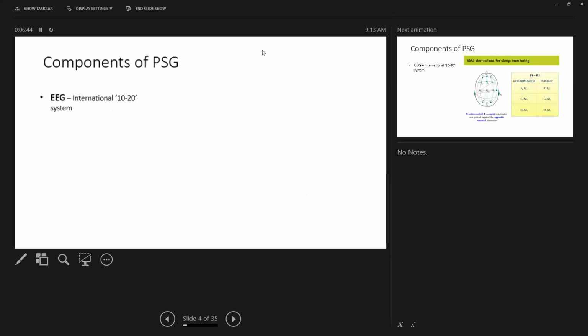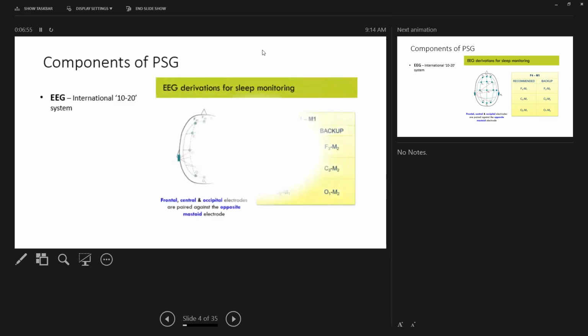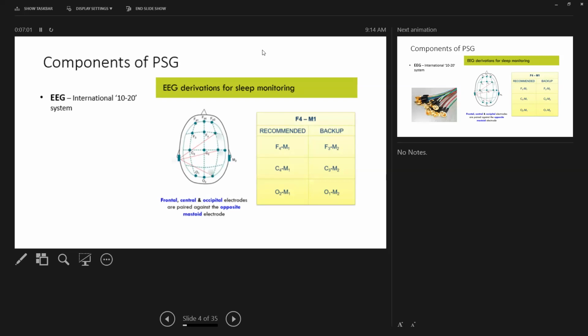Now, coming to the components of the PSG. As in EEG, you all know, we follow the standard 10-20 international system, right? If I give a very simple pictorial diagram, the concept is that the frontal, central, and occipital electrodes would be paired against the opposite mastoid. The standardized system says that the right side is even numbered, the left side is odd numbered. So F4, C4, and O2 are to be paired against M1. That is the recommended thing. But backup is always there. It's the opposite side: F3, M2, C3, M2, and O1, M2. You can understand by the figure.